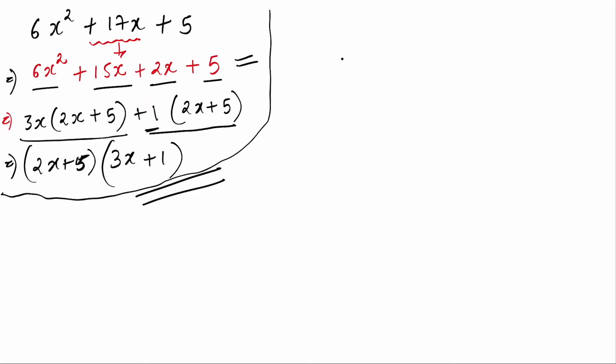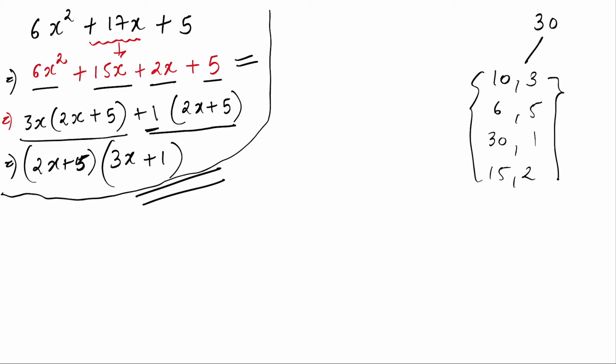Now, there is one thing. You can ask me that how did you get in your mind that one time you took 10, 3, then you took 6, 5. You could have taken, let's say, 30 and 1, because 30 into 1 is also 30. And also you took 15 and 2. See, these are the numbers which came to our mind quickly, because 30 is a small number.